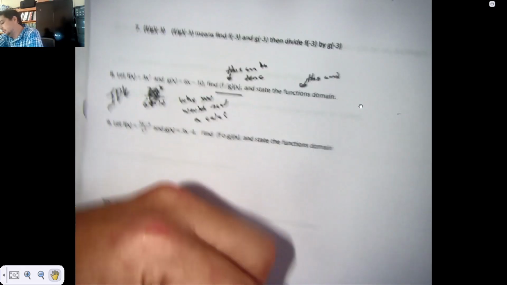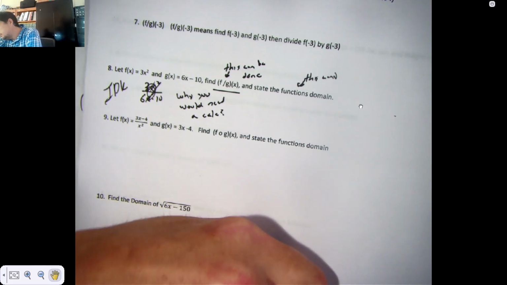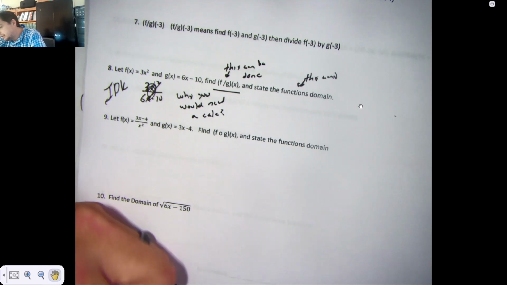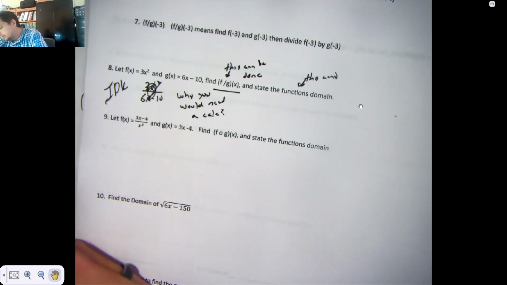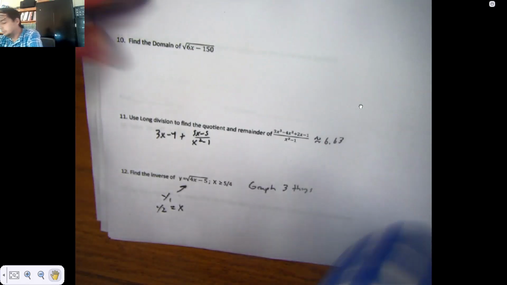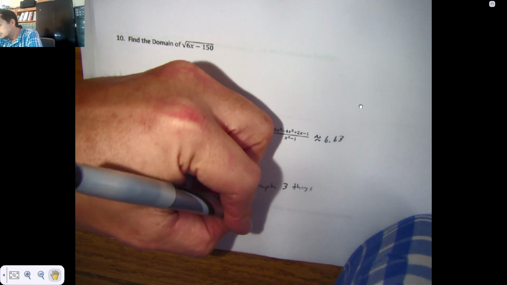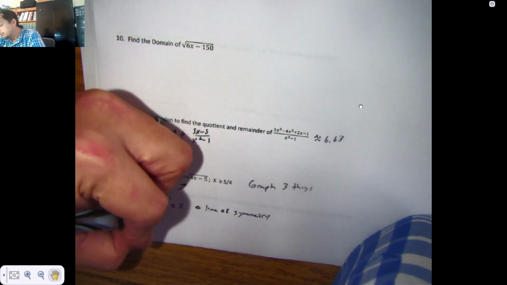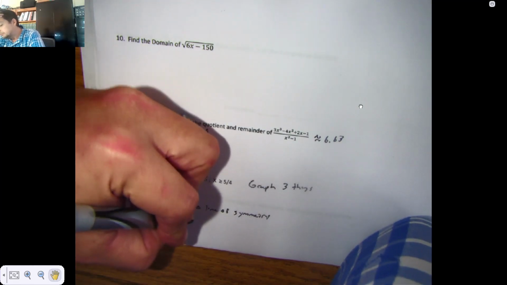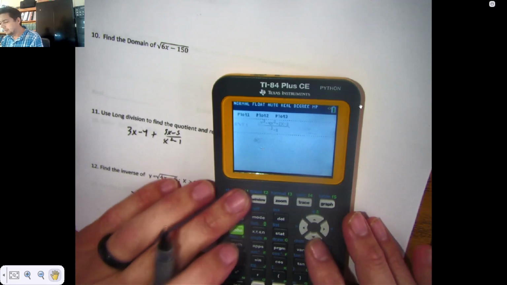Can I help you with inverses? Okay, so to do this, we have to graph three things. We have to graph this guy in y1. In y2, we're going to put x, which is the line of symmetry. And in y3, we're going to put the answer. You can actually kind of cheat a little bit, but you have to understand what symmetry is.